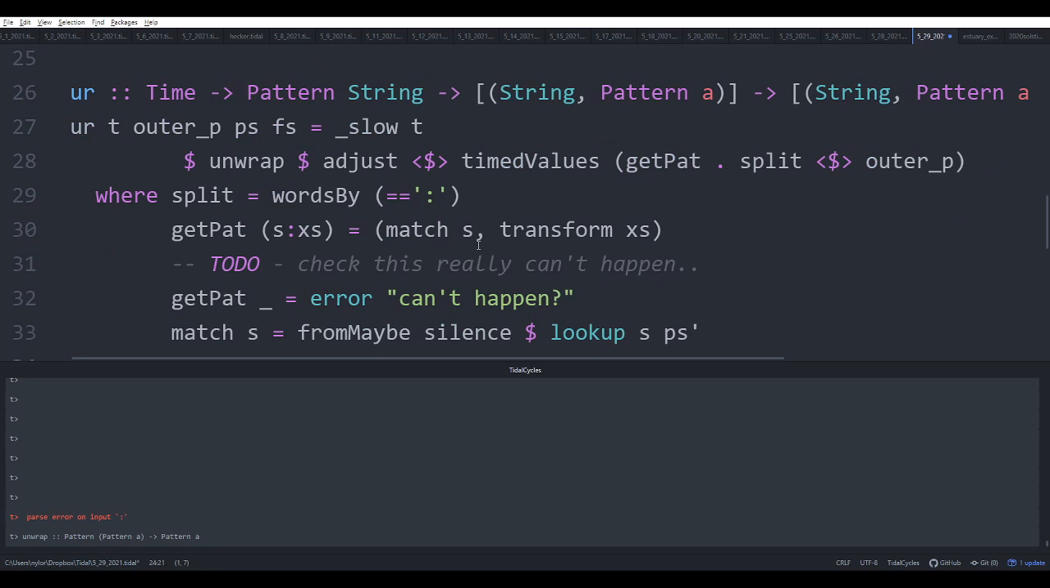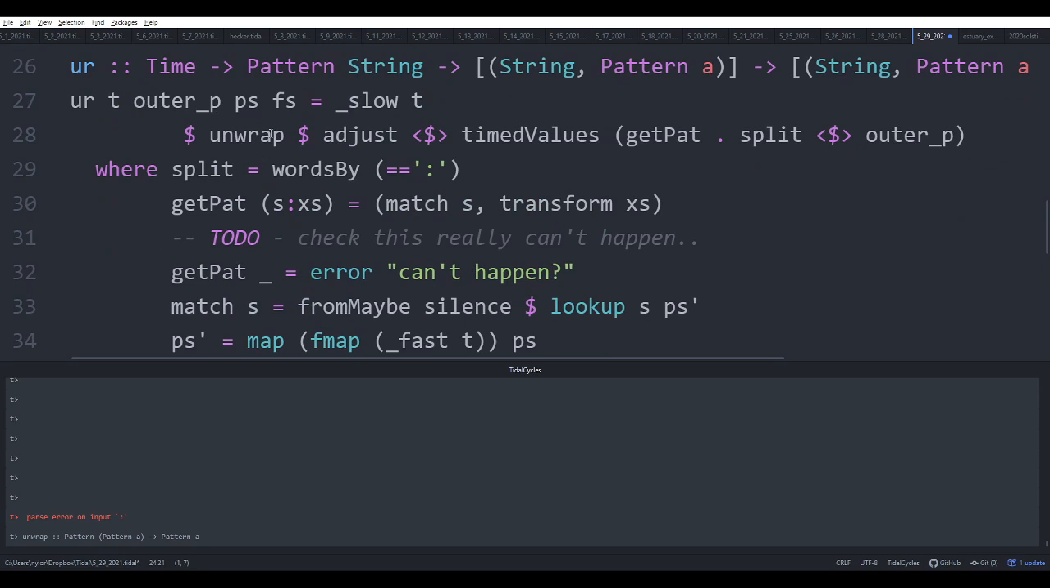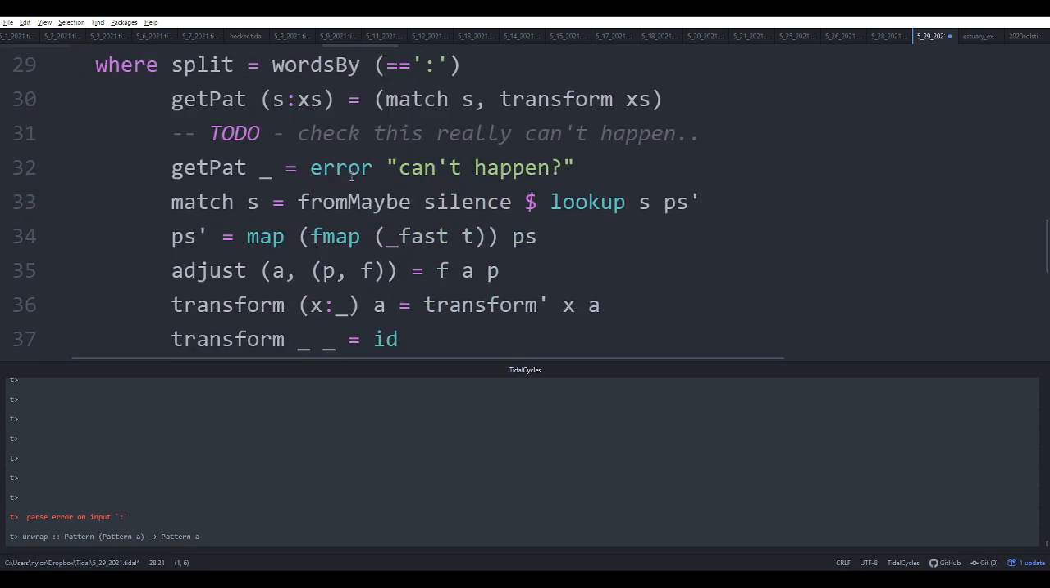Now, interestingly, let's try and figure this out, because I don't think it's going to be too complicated. So it's an unwrap, which means that at some point here there's a pattern of patterns. Then the next thing is this adjust. Well, what's adjust?